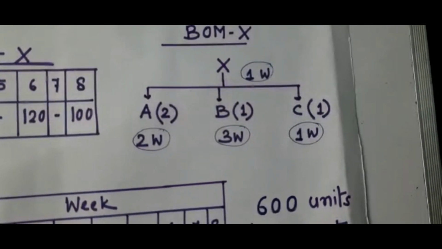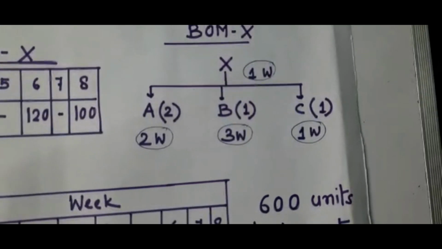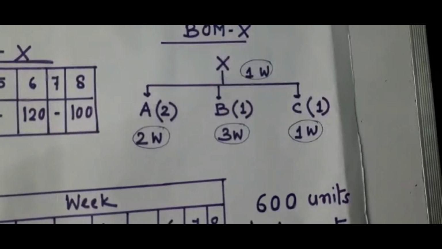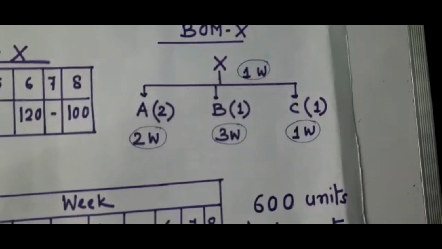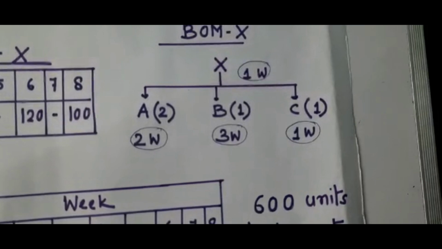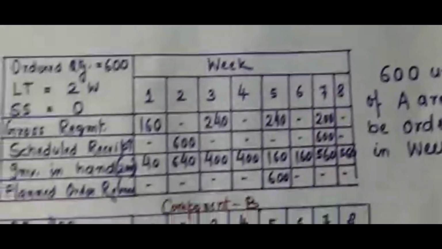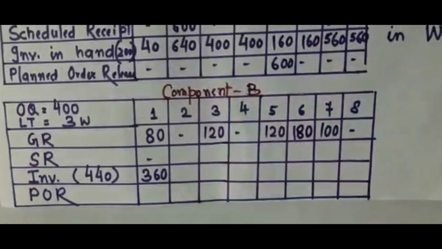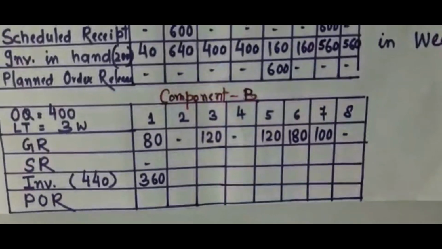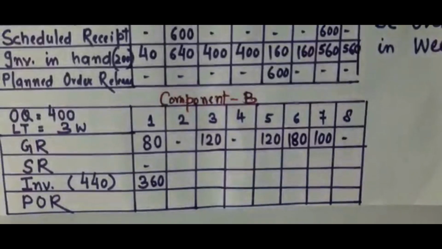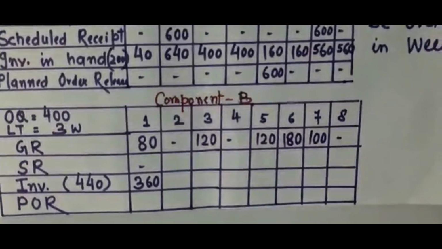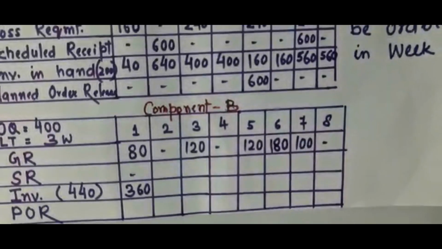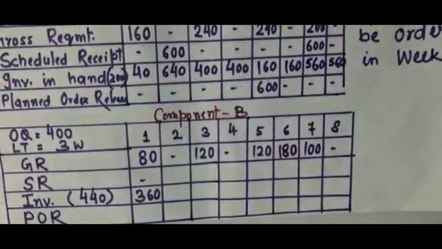But I will be needing those 80 units 1 week before I need X, because 1 week is the lead time of manufacturing X from its components A, B, C. So that's what we have done here. 80 units of B will be required 1 week before. So 80 units will be required in week 1, 120 in week 3, 120 in week 5 and 100 units in week 6. Now this is clear.